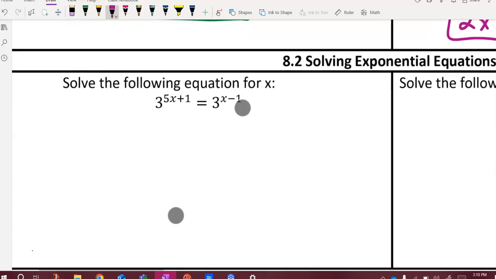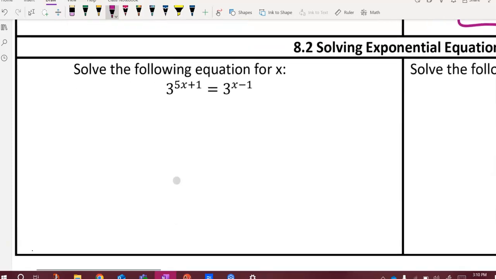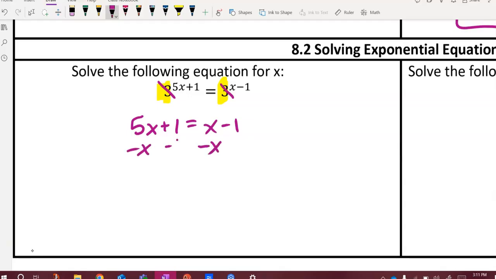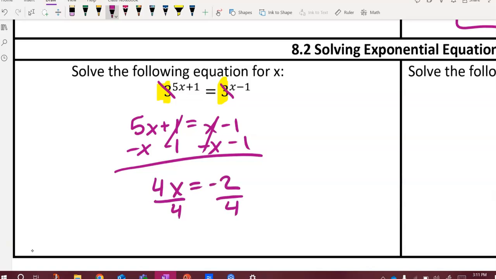All right, solving exponential equations. When we solve exponential equations, the bases need to match. If the bases don't match, we cannot set the exponents equal to each other. Here, our base is 3, our other base is 3. Because they match, we can go ahead and set our exponents equal to each other and solve. So I'm going to subtract the x to the other side and subtract the 1 to the other side. Divide by 4, giving us x equals negative 1/2.